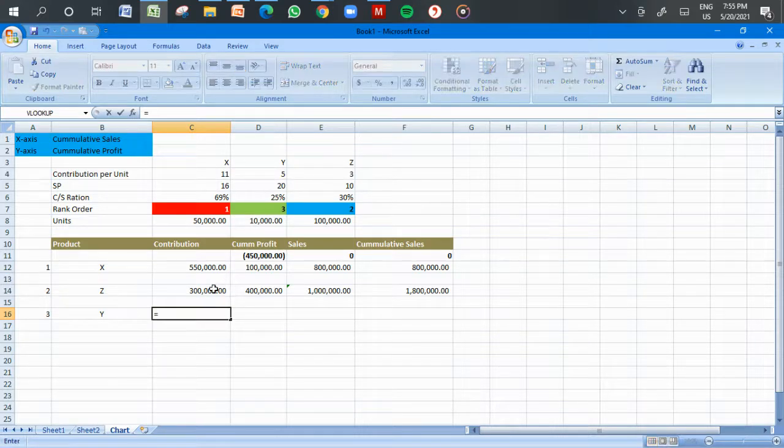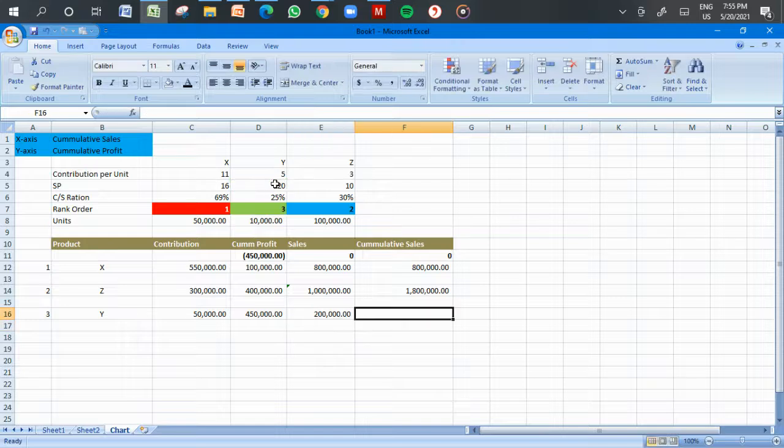What is the contribution? We say the total units multiplied by the contribution per unit, which is 5,000. Then what will be the cumulative profit? It will be this one plus this one, which is 450. Then what will be our sales from Y? We say 10,000 units multiplied by 20, which is this one. Then what will be our cumulative sales? It will be the 1.8, then we plus sales from Y. That means we have 2,000.